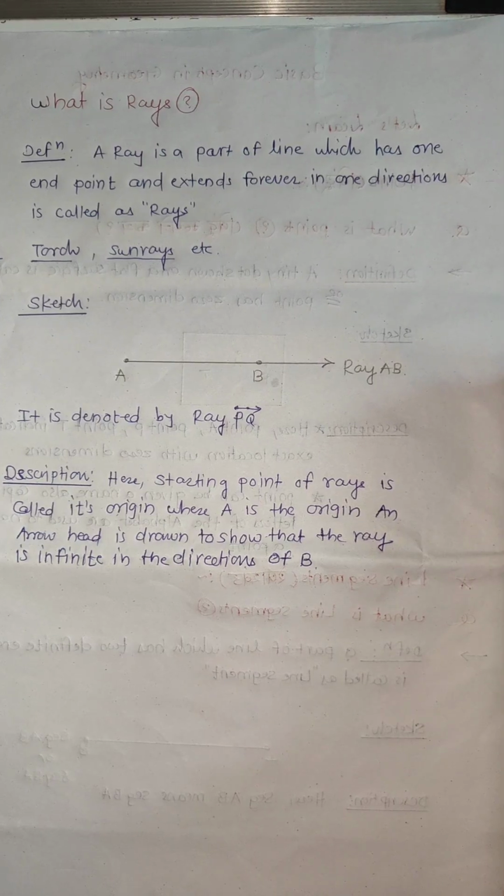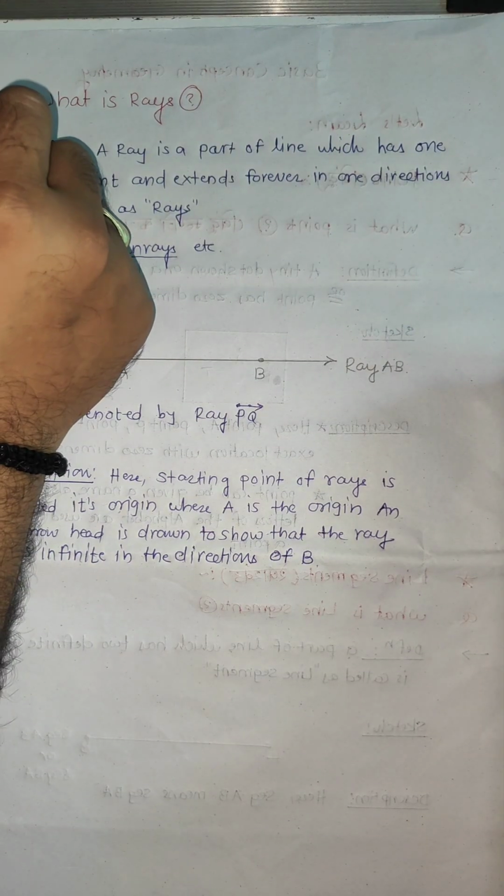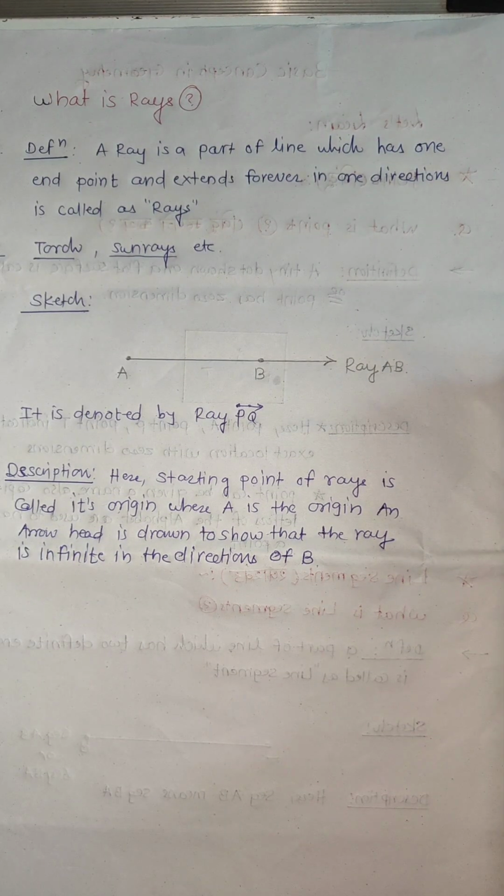What is a ray? Here the three key points are important. Number one is the definition, number two is the sketch, and number three is the description of the rays. Sketch of the rays, definition of the rays, and description of the rays. Clear? Thank you.